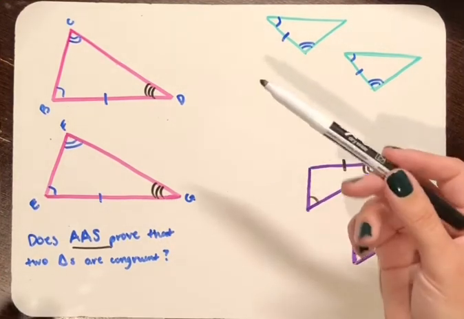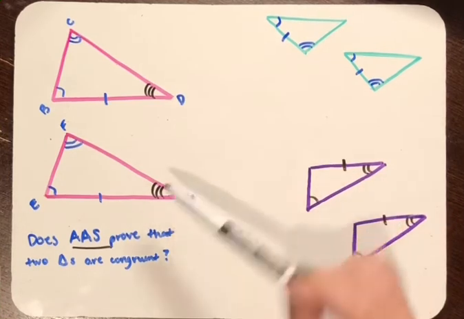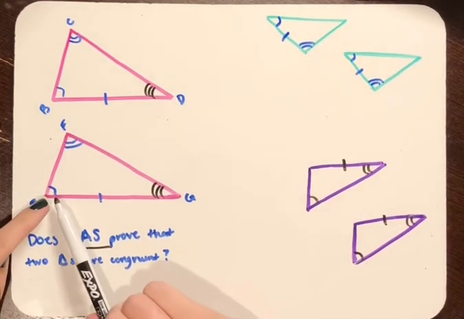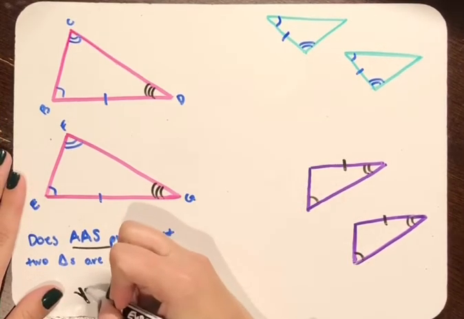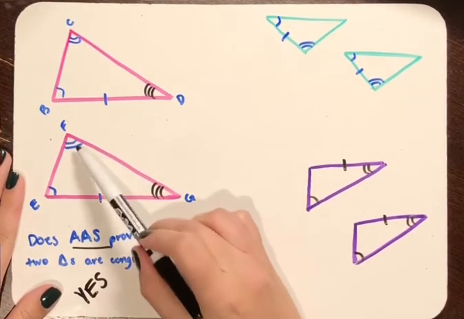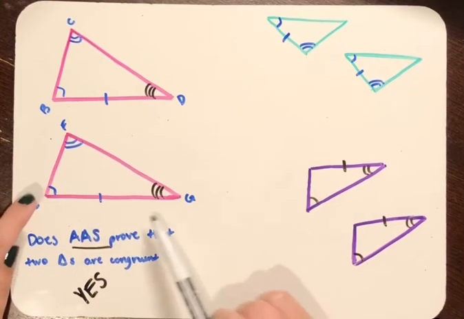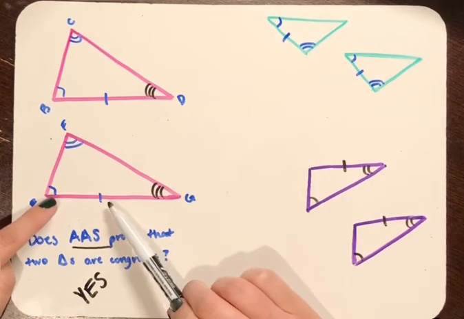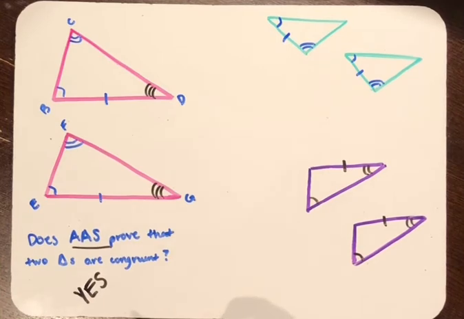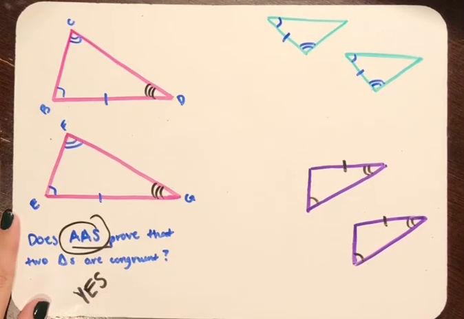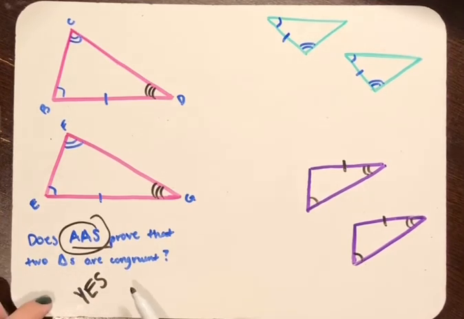Now, since I know that third pair of angles are congruent, I can see angle side angle, which means that yes, if I have angle side, that automatically leads me to angle side angle, which we already know is enough to prove that two triangles are congruent. So angle side is a new congruence theorem that does prove that triangles are congruent.